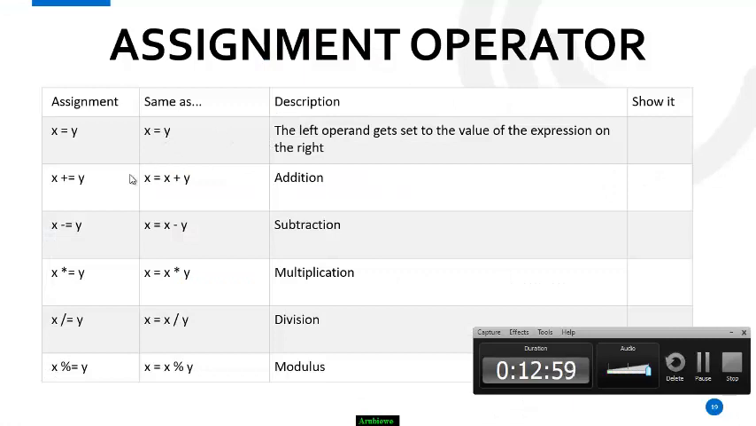Is equals to, we have x plus is equal to y. This is an addition operator, but the way we use it here is different. Look at the way we use it here. Here we have x is equal to y, which is x is equal to 1, or you can say x is equal to 2. Here now we have x plus is equal to y, which means x is equal to x plus y. Let's test this operator so we can see how it works.